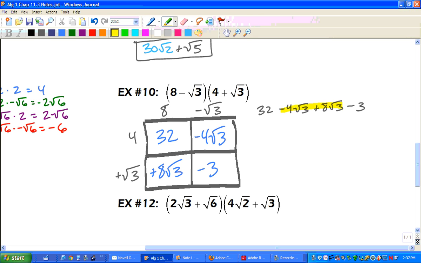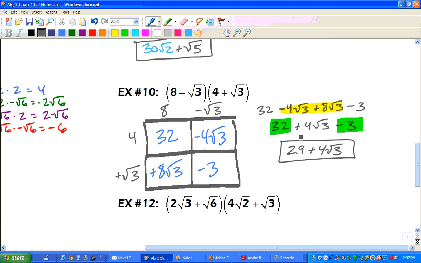So we would rewrite this. I'm going to combine my like terms right here in the middle. And we get 32 plus 4 root 3 minus 3. But if you look at this, we have another set of like terms. And then we get 29 plus 4 root 3. And that's your final answer.